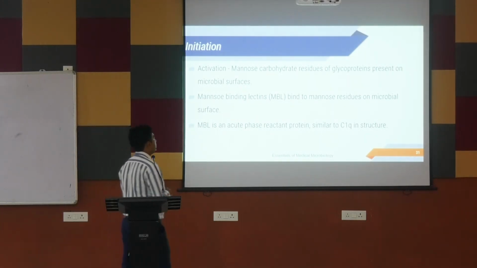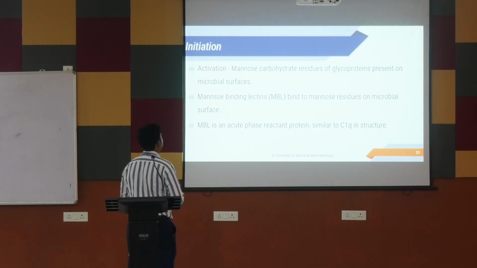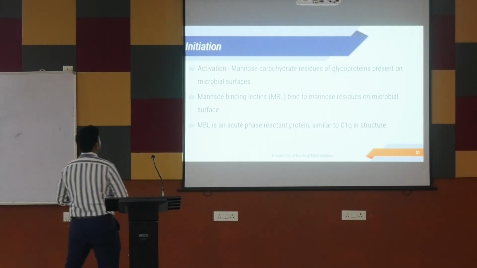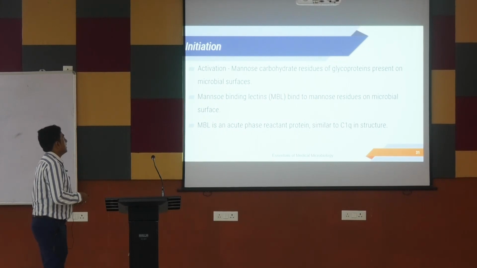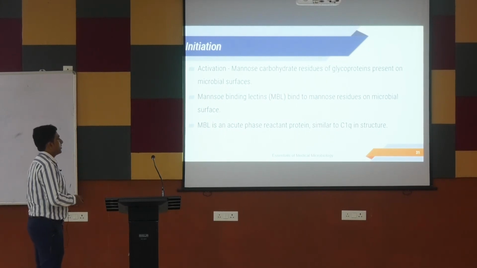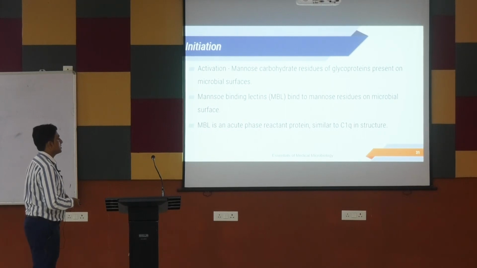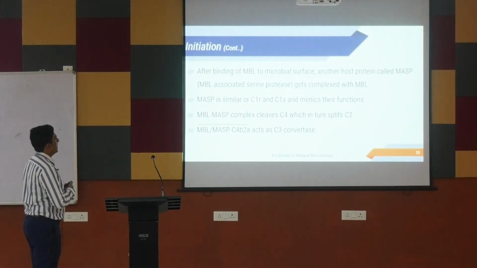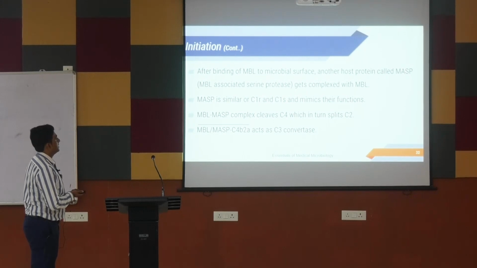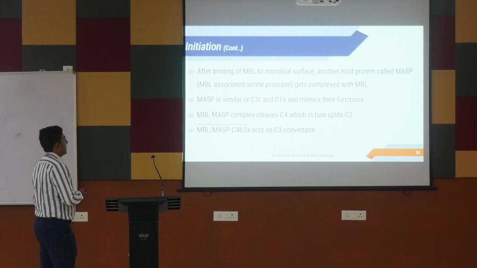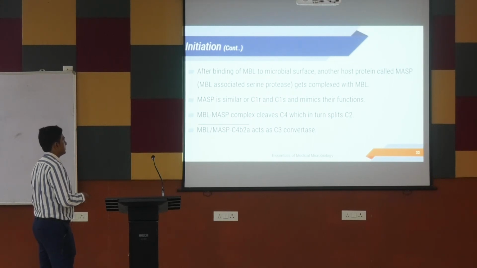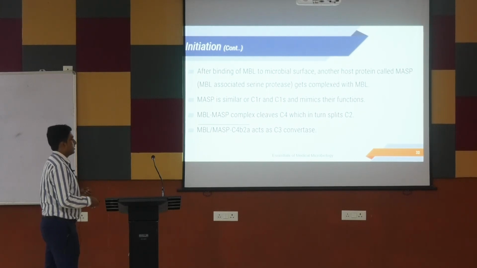The mannose carbohydrate residues of the glycoproteins present on the microbial surfaces. Mannose binding lectin binds to the mannose residues on the microbial surface. Mannose binding lectin is an acute phase reactant similar to C1q in the structure. After binding of the mannose binding lectin, another host cell protein gets complexed. This MASP is similar to C1r and C1s and mimics their functions. The MBL-MASP complex cleaves the C4 which in turn splits C2. This acts like a C3 convertase.